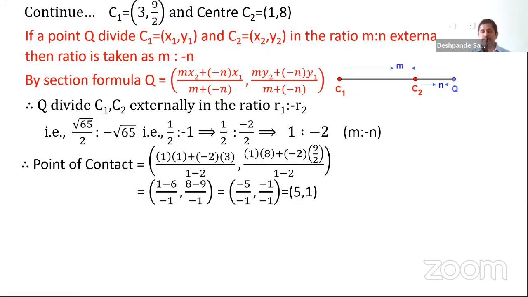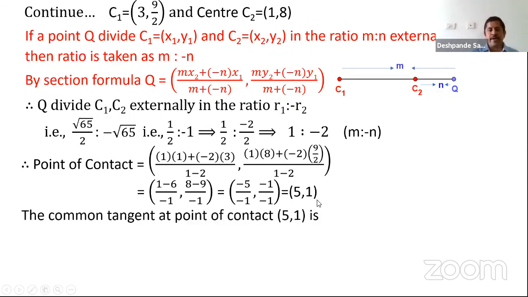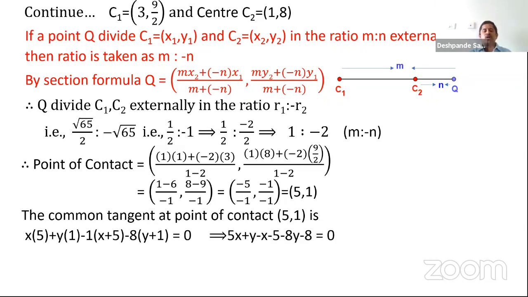Third aspect of the problem. Once you know that 5, 1 is a point on the tangent, you can find the equation of the tangent. So what is the equation of tangent? You got a formula: x x1 plus y y1 plus g into (x plus x1) plus f into (y plus y1) is equal to 0. So you can choose any of the circles, circle 1 or circle 2, it doesn't make a difference.